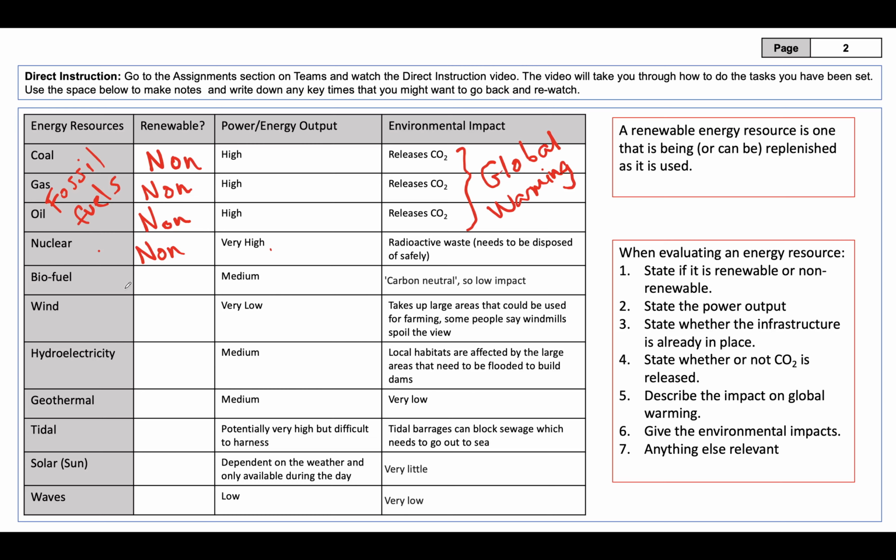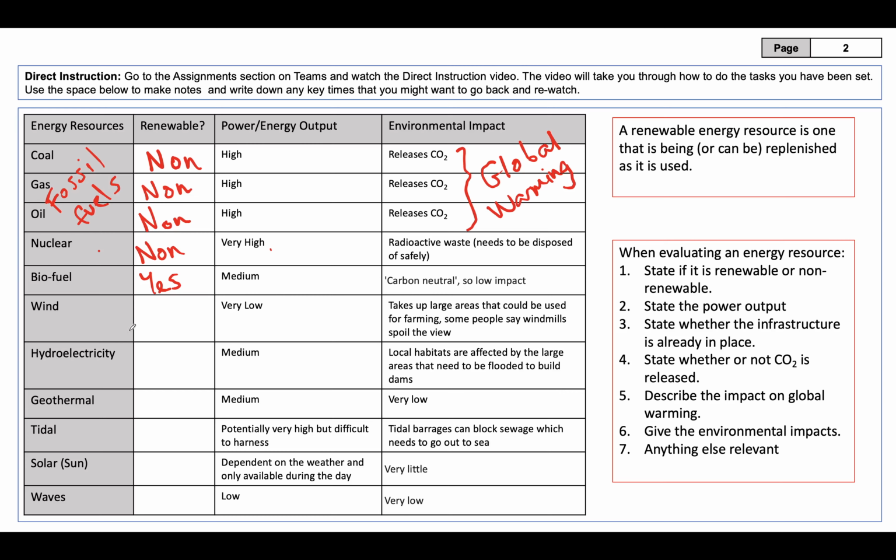Biofuels, so when we're looking at biofuels, this is the idea of growing plants and then fermenting them, and then we can burn them as a fuel. This is good because it's renewable. So yes, it's renewable, and also it's what's called carbon neutral. So when we grow the plants, they take the carbon dioxide out of the atmosphere. When we burn the plants, it puts it back in. So we're not really increasing the amount of CO2 in the atmosphere.